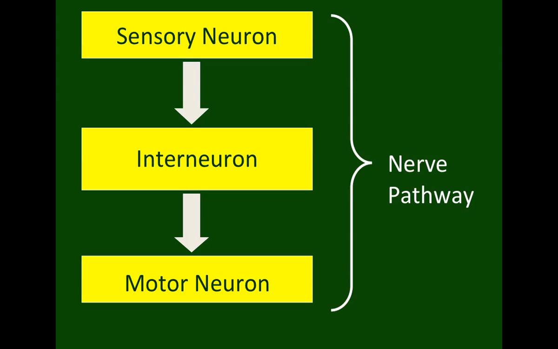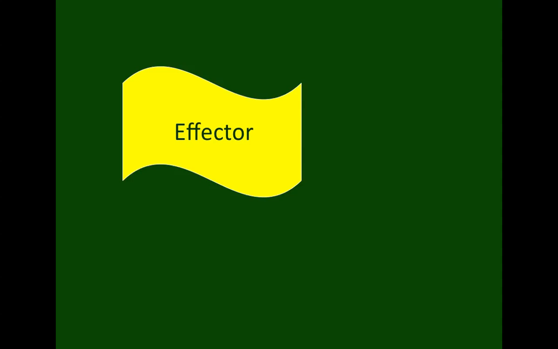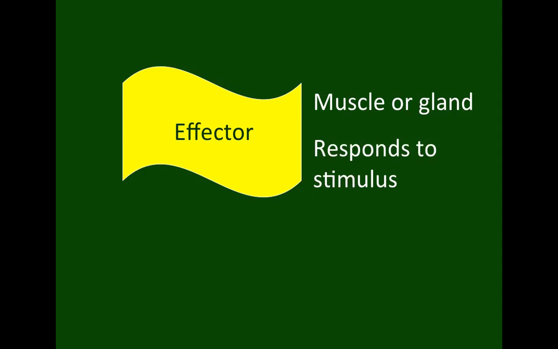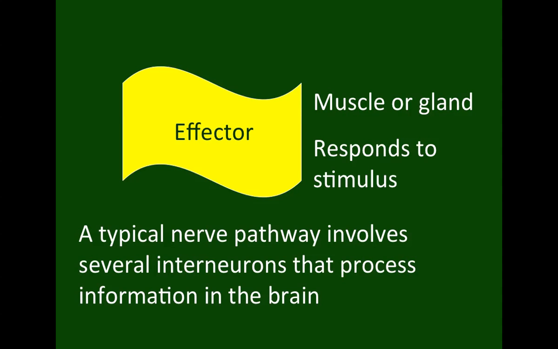And we're going to contrast this nerve pathway with the reflex arc, which is slightly different. But the motor neuron has one more place to send its impulse, and that is to the effector. Remember, that is a muscle or gland, and its job is to respond to the stimulus. So now that we've reviewed this typical nerve pathway, let's go ahead and look at reflexes.